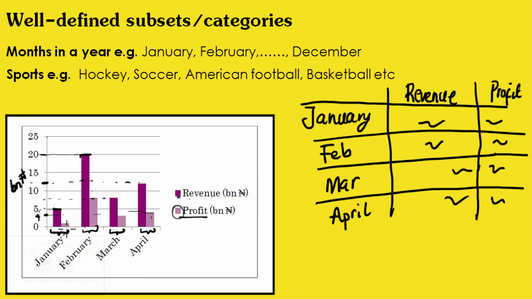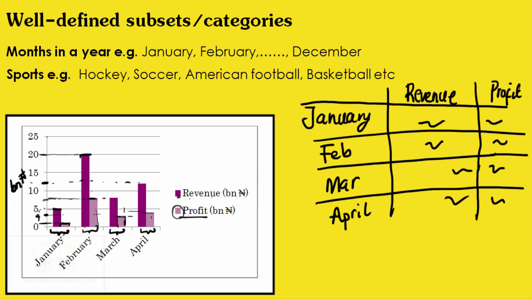If you wanted to find the profit from January to April, you have to find what profit this bar represents, which is somewhere here, which is about 1 billion naira. What profit this bar represents, which is somewhere here, it's about 8 billion naira.